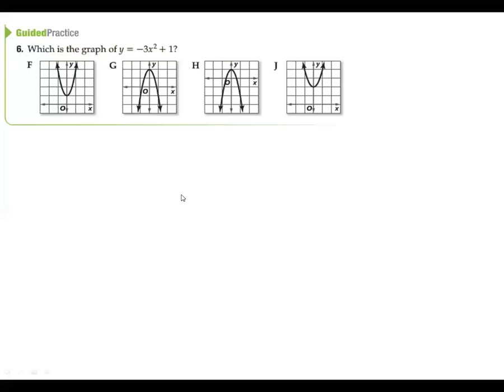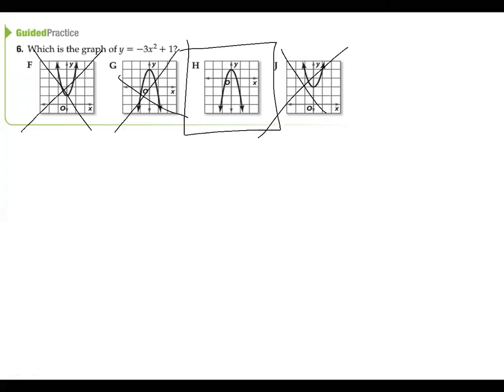All right, here's one for you to try. Identify the graph for which y equals -3x squared plus 1. Go ahead and pause the video. Okay, we're back. So couple things, you know it's flipped over because there's a negative, so you can automatically take off F and J. And the +1 means it's shifted up 1 unit. This one shifted up 2, this one shifted up only 1, so the correct choice would be H.